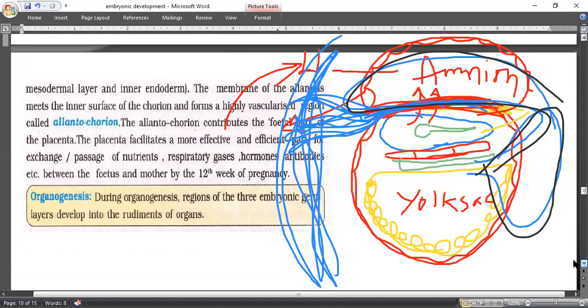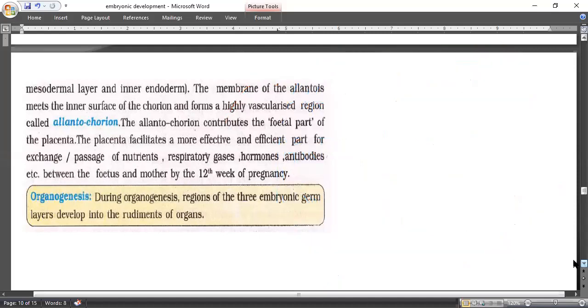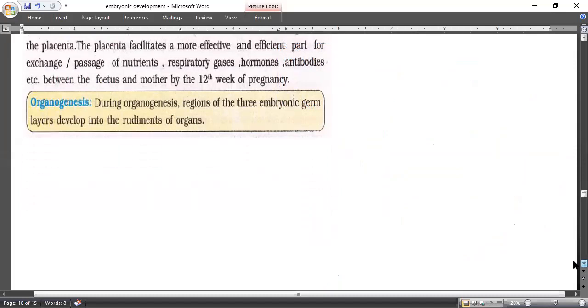That forms the chorioallantoic placenta. That means in the case of human beings, the chorion withdraws the nourishment and the allantois supplies the excretory wastage. So the placenta facilitates a more effective and efficient path for exchange and passage of nutrients, respiratory gases, hormones, antibodies, etc. between the fetus and mother, by the 12th week of pregnancy.